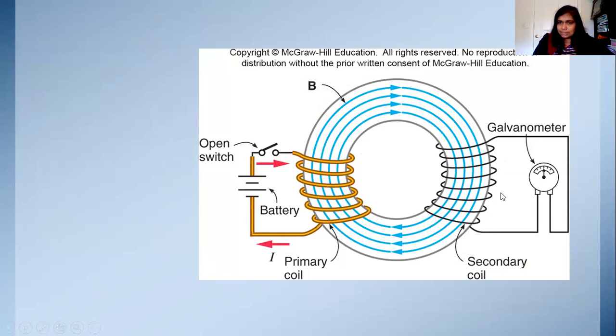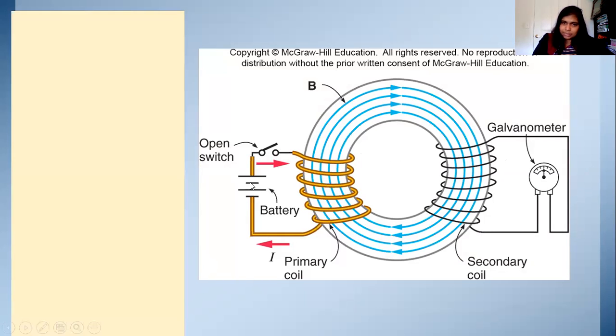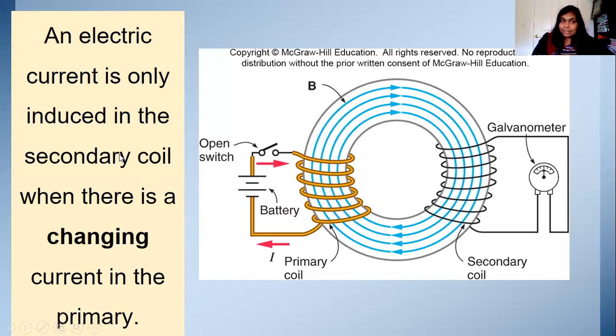This circuit is independent from the battery circuit. But when you connect like this, you will see an induced current on the galvanometer, on the secondary coil. So we call this the primary coil, and that's the secondary coil. An electric current is only induced in the secondary coil when there is a change in current in the primary coil. So this is a transformer.